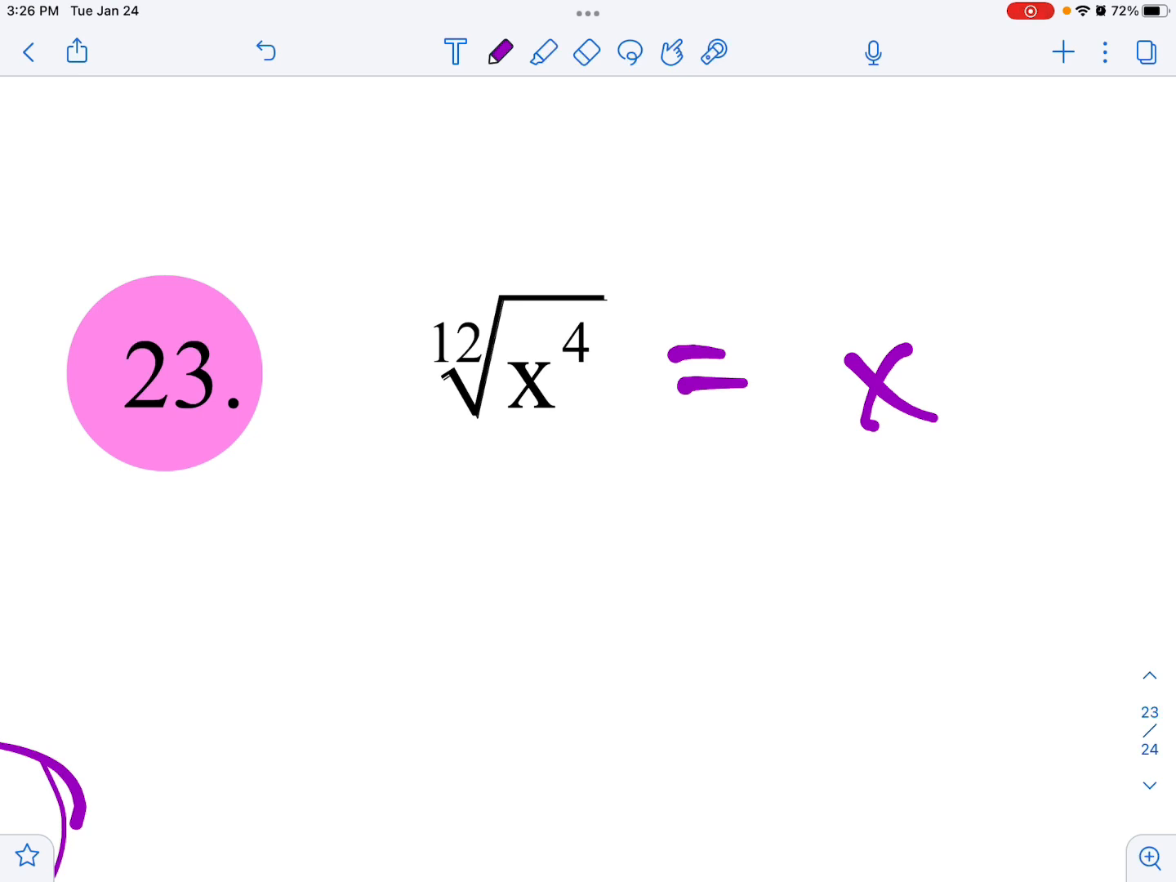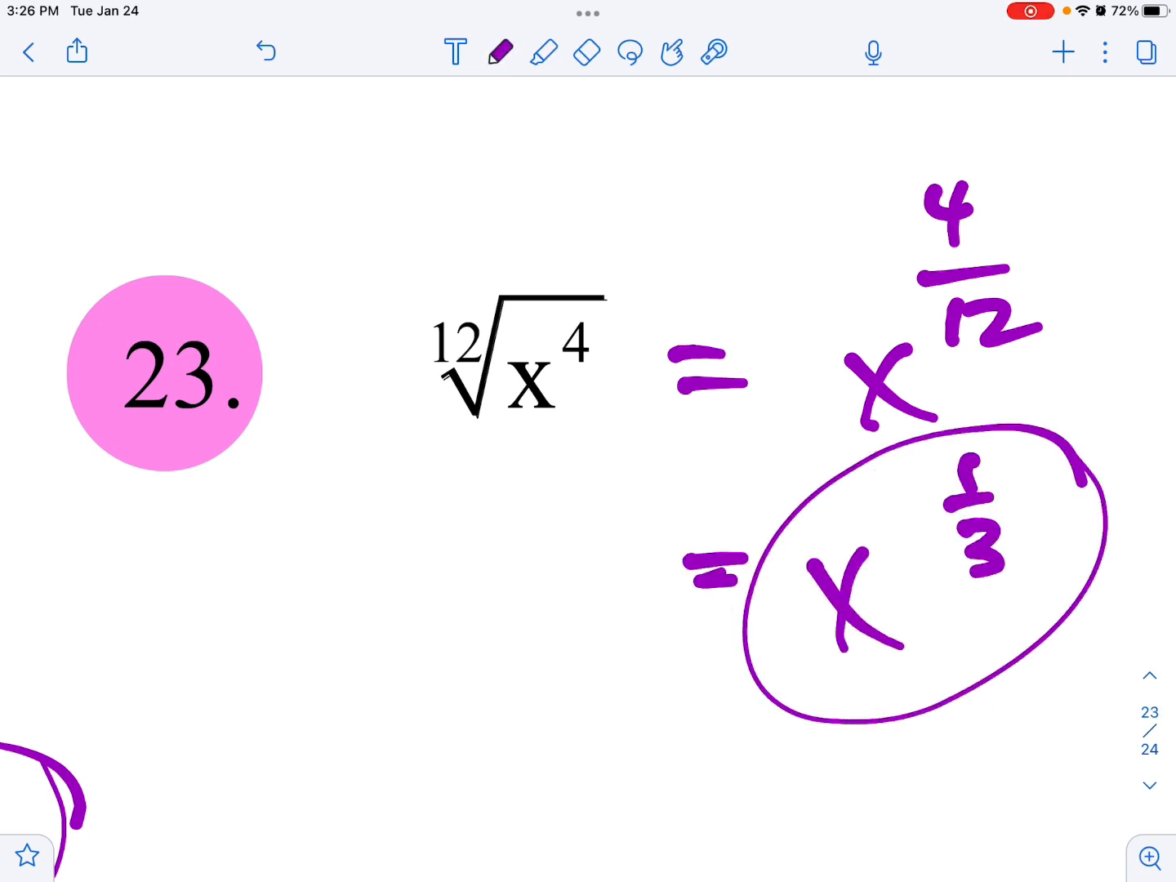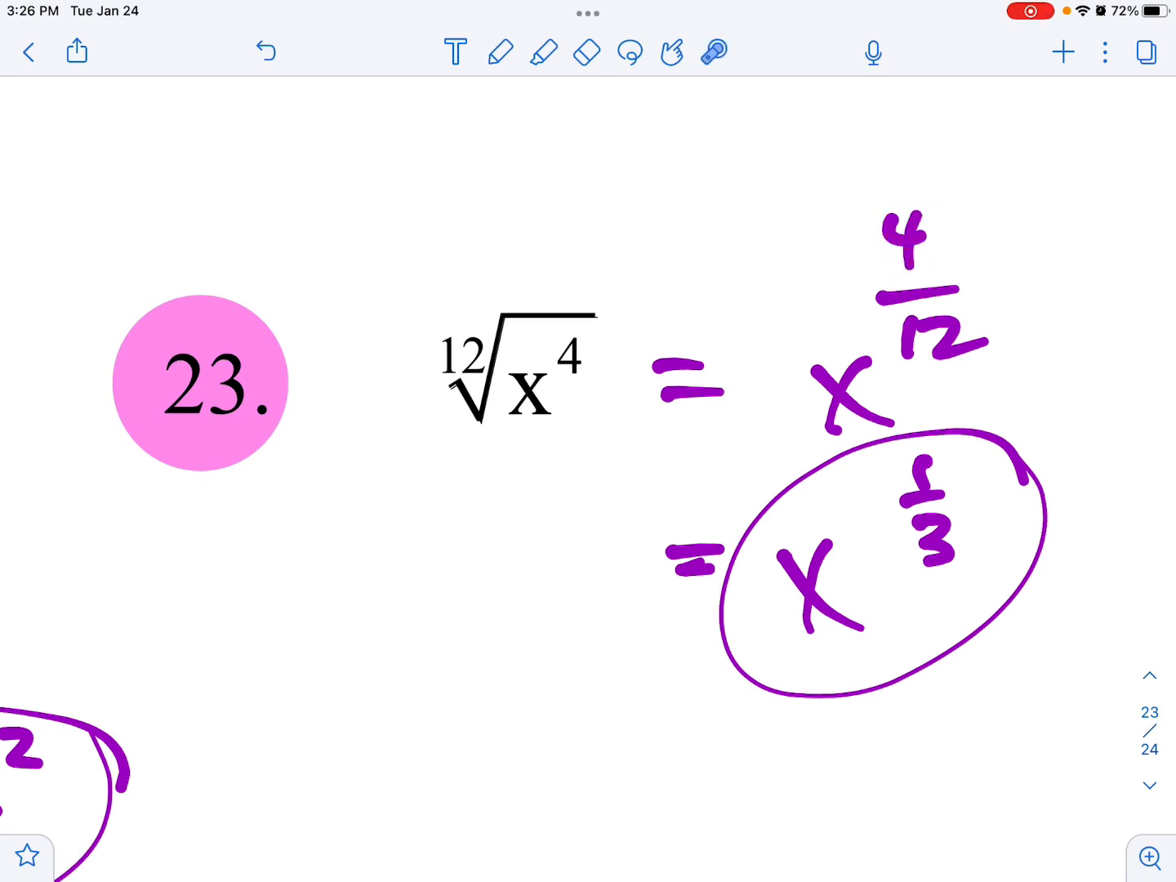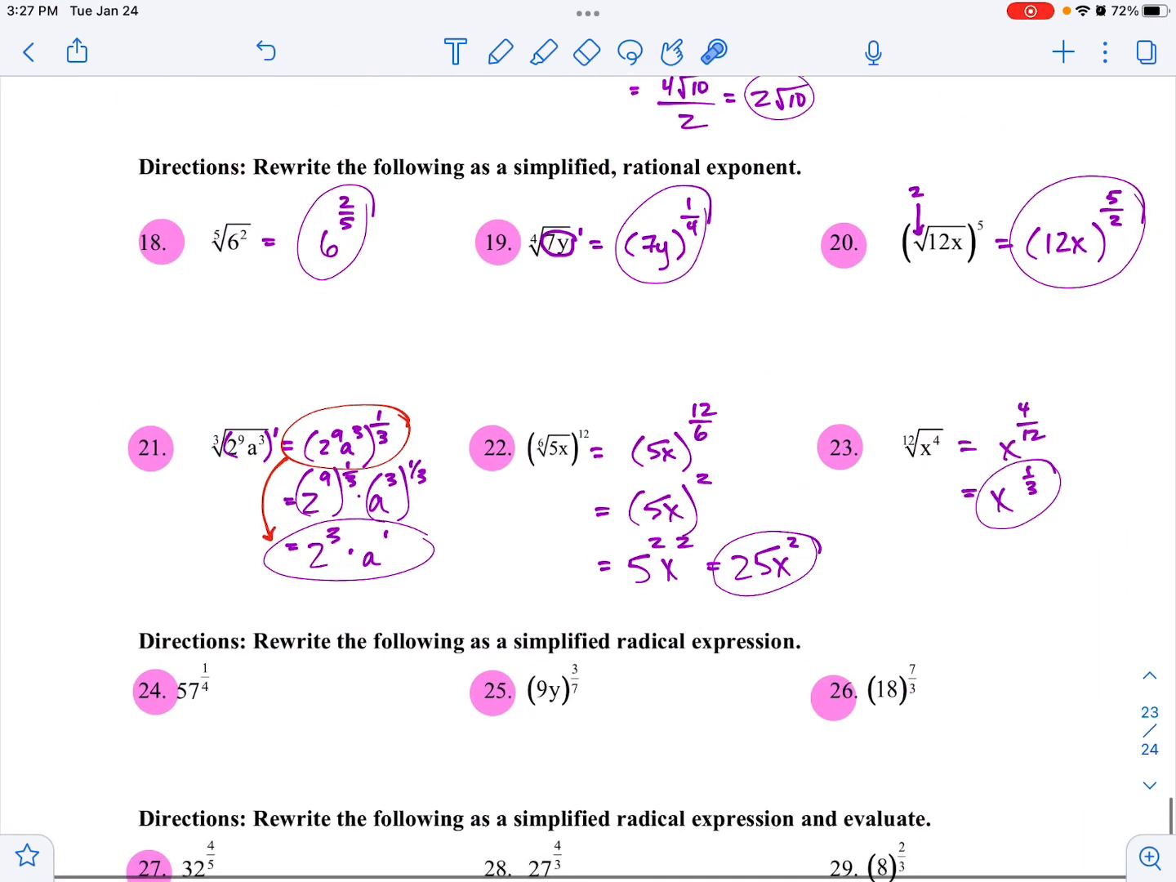X to the fraction exponent. The 4 goes on the top, and the 12 goes on the bottom. Do you recognize that this can reduce? You can divide the top and the bottom by 4, which gives you x to the 1/3. Dividing the top number by 4 and the bottom number by 4.